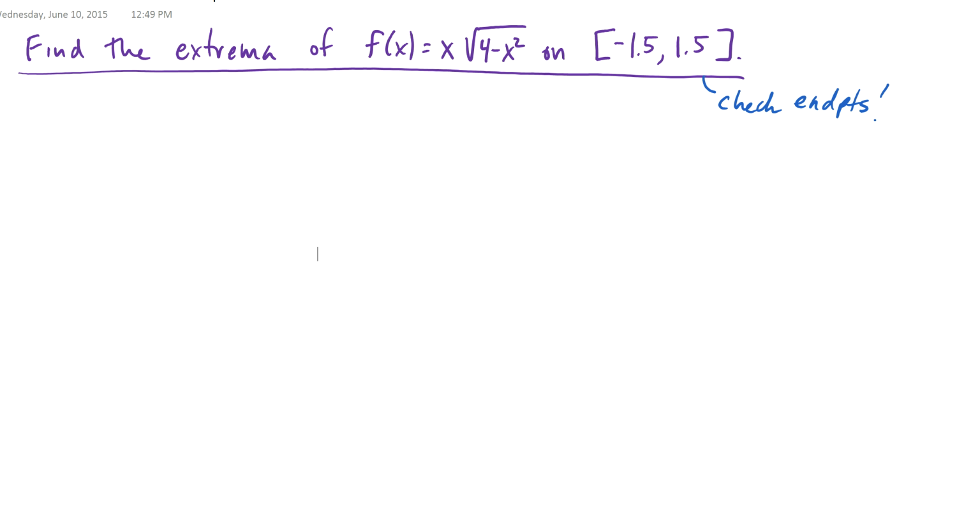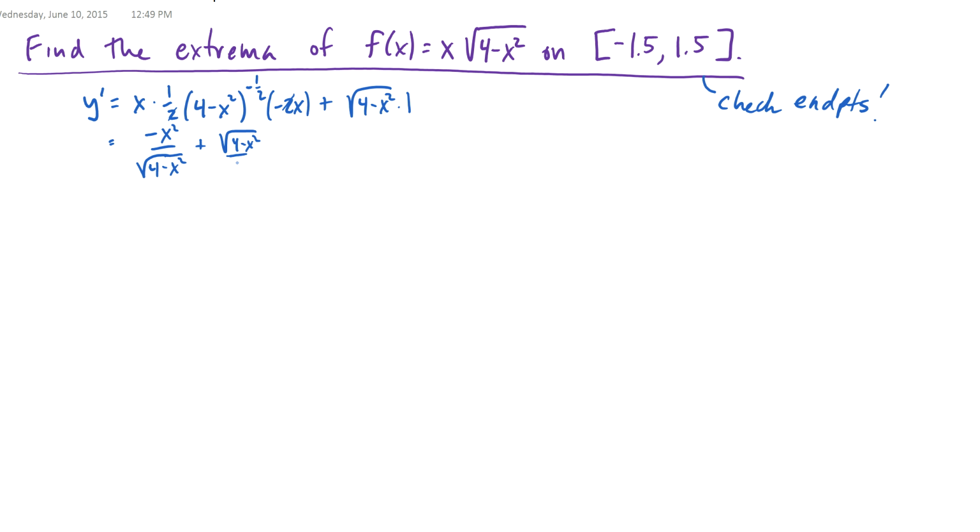So let's find the derivative first, because we've got to find the critical points. So y prime is first times the derivative of the second, then the chain rule, plus the second times the derivative of the first. And then we'll do some simplifying here. I cancel the 2's, and I get negative x squared over the square root of 4 minus x squared plus square root of 4 minus x squared over 1.